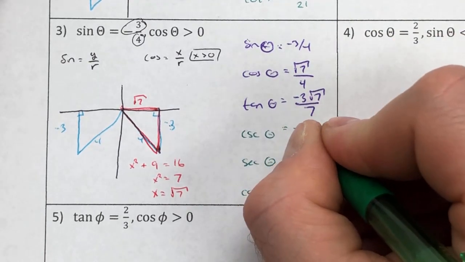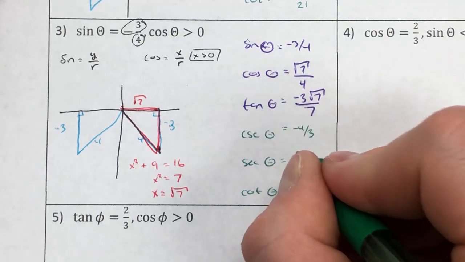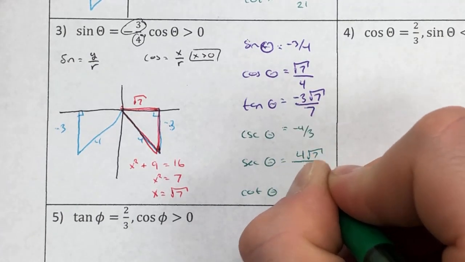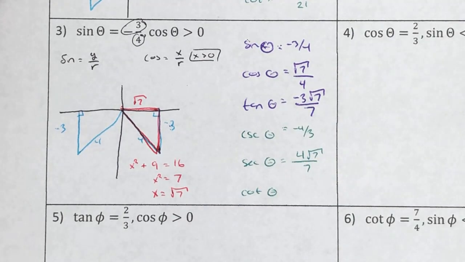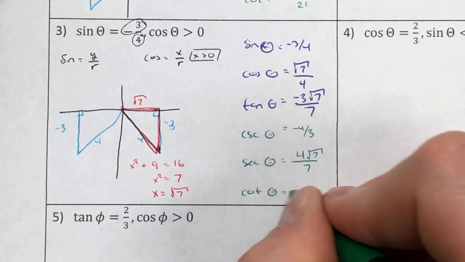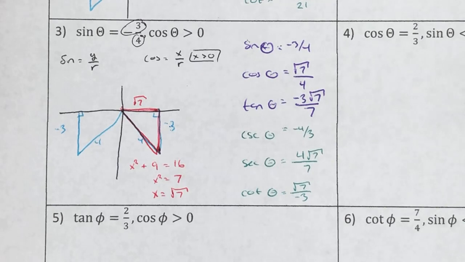Cosecant, we flip it, so -4/3. Secant, we flip this, so it's going to be 4 again over the square root of 7, which I know I can't have, so I'm going to bring it to the top by multiplying top and bottom. Cotangent, if that was going to be -3 over the square root of 7, we can just go ahead and flip that as square root of 7 over -3. Boom. And there we go.